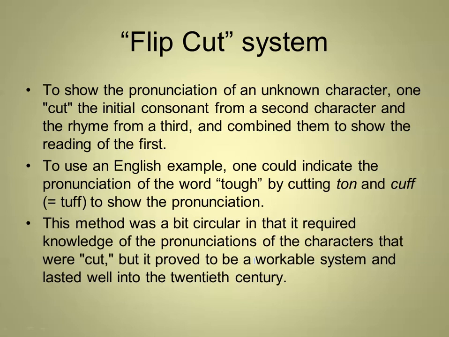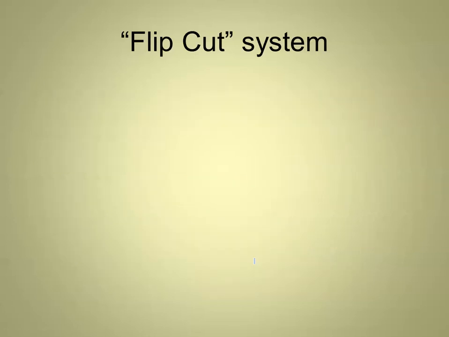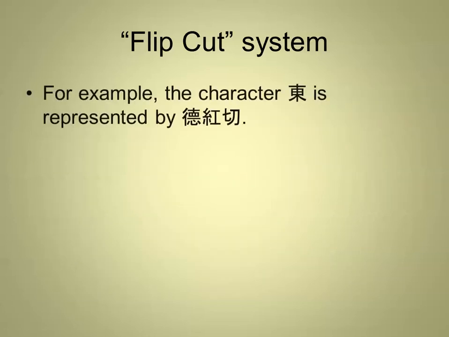Admittedly, this method was a bit circular in that it required knowledge of the pronunciations of the characters that were cut, but it proved to be a workable system, and it actually lasted well into the 20th century. When you think about it, in the case of Chinese, there isn't an easy go-to phonetic system such as there is in Japanese with kana, and so they had to find a way to do this, and this really did seem to work pretty well. Let's look at a Chinese example.